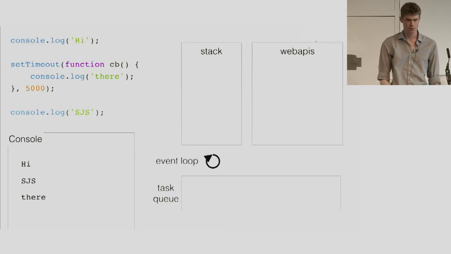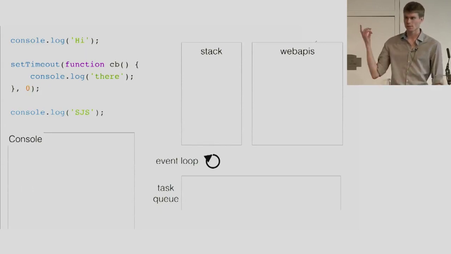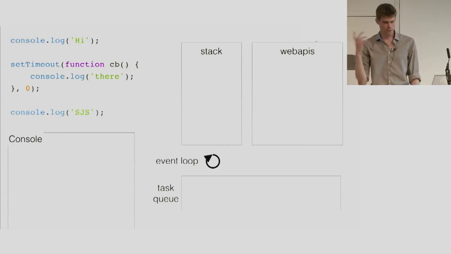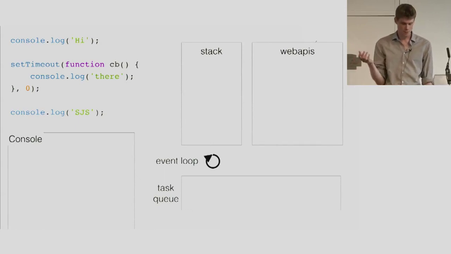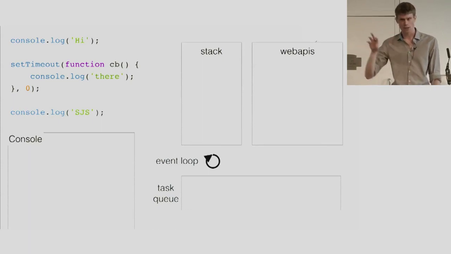So possibly the most illuminating example of this is what happens when we do set timeout 0. If you've seen set timeout 0 before, the first time you came across this, you're like, hang on, what? You would like to run this function in 0 time. OK, why wrap it in a set timeout call 0? Like, it just doesn't make sense intuitively. But now that we understand the event loop, we can kind of see how this works.